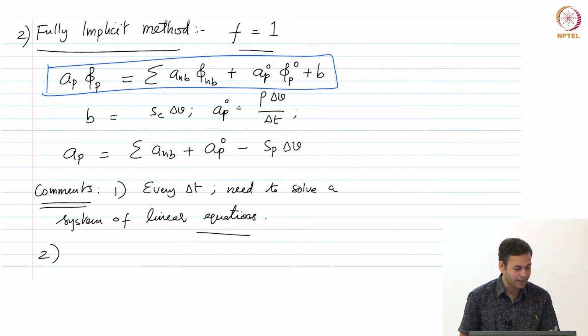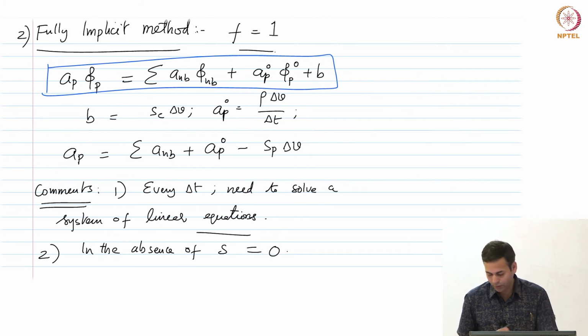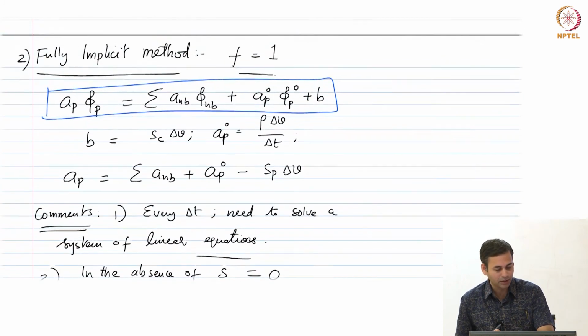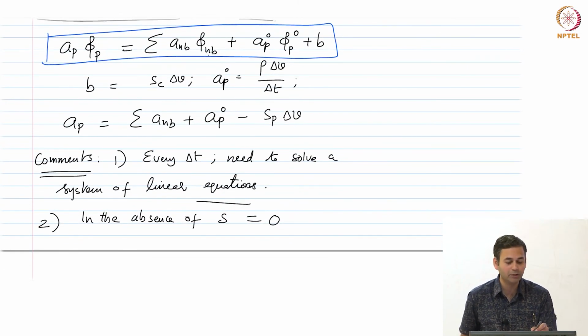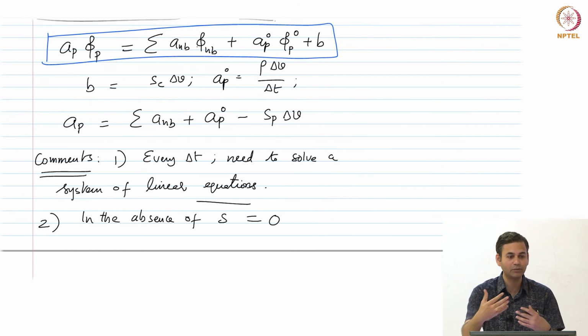Then what else? The second thing is, if you look at this equation, AP, let us say in the absence of source terms, how does this equation look? It looks like AP phi p equals sigma A nb phi nb plus AP0 phi p0, since b is 0. So essentially this is nothing but sigma A nb phi nb, where the neighbors are east, west, north, south, and also the phi p0. The previous time level can also be thought of as a time neighbor. You have 4 space neighbors and 1 time neighbor.